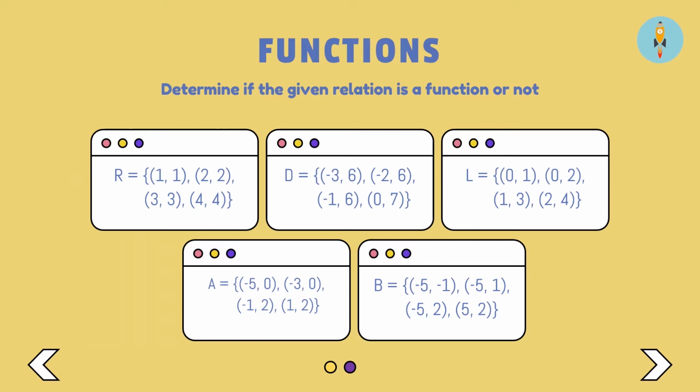Number 1. This is a one-to-one correspondence, so this is a function. This is a many-to-one correspondence, so this is a function. This is a one-to-many correspondence, so this is not a function. This is a many-to-one correspondence, so this is a function. This is a many-to-many correspondence, so this is not a function.